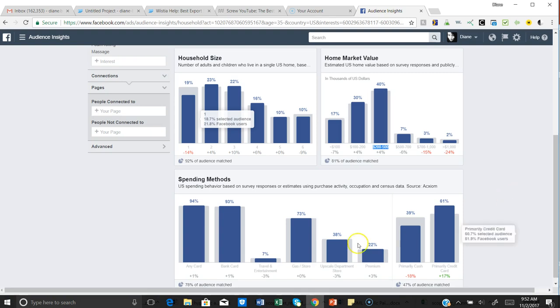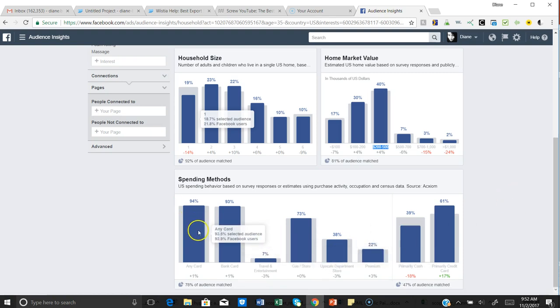Spending methods. I love this one. Okay, so where do they spend? They use any card, okay? 94% use any card, 93% use a bank card. This shows that they have credit cards. This shows they have good credit. This shows they manage their income well. So we know they can usually afford to buy slightly higher end products. They can afford to look more at value versus looking at cost. Okay, cost is when it's the cheapest. Value is when you deliver the most for the best price.